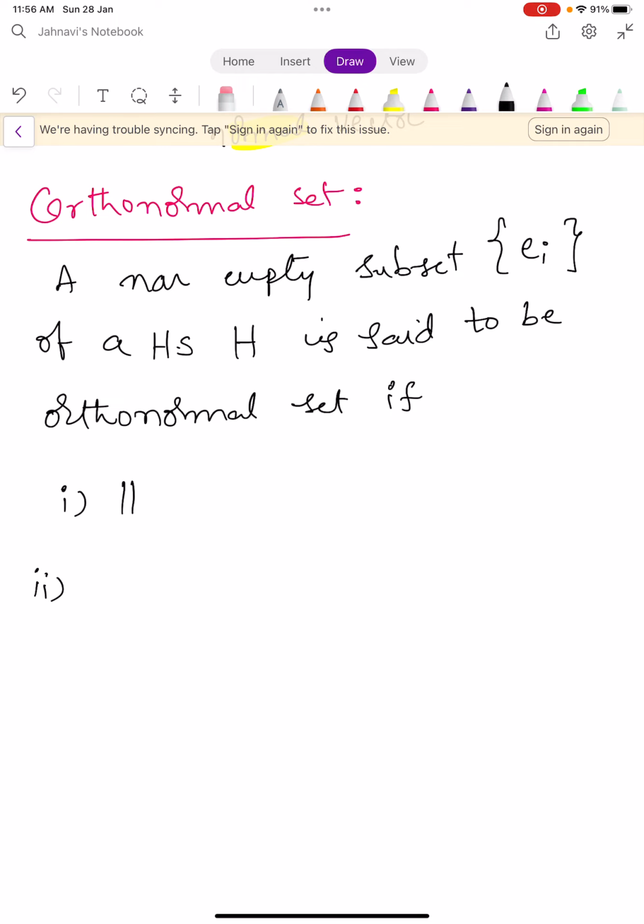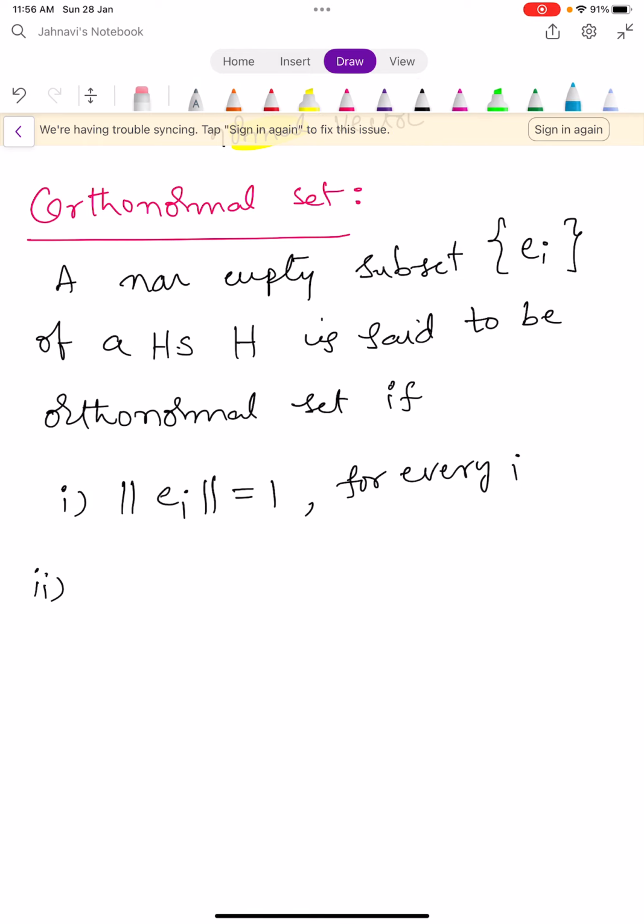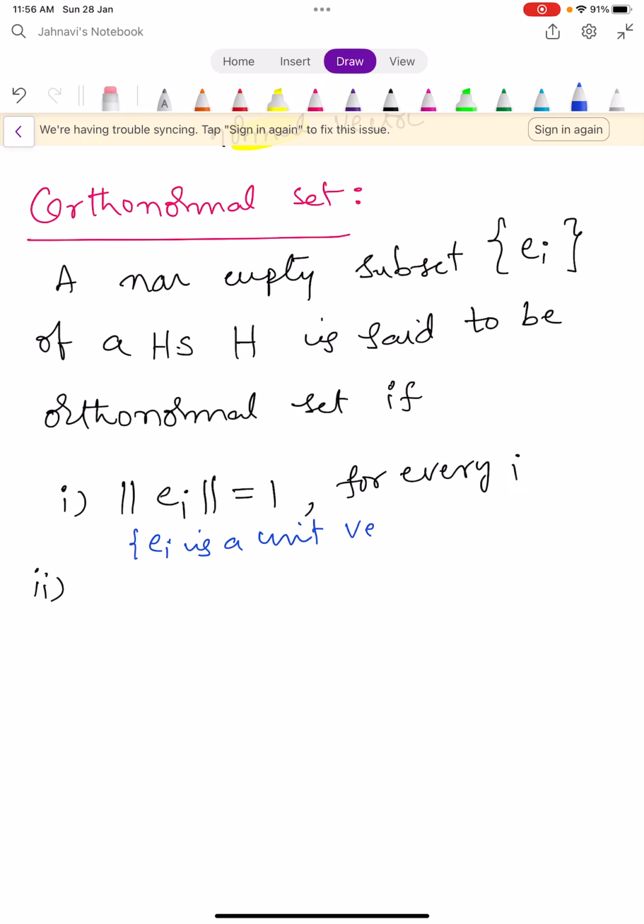The first condition: norm ei is equal to 1 for every i. Norm ei equal to 1 means the vector ei is a unit vector. That's the point. And the second one: for i not equal to j, every ei is perpendicular to ej.